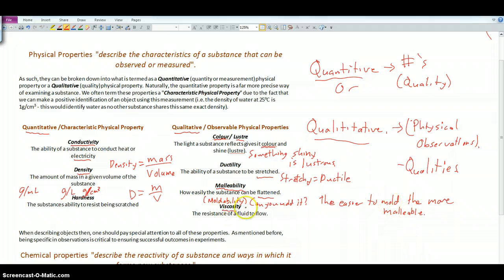And the last but not least is viscosity, and that's the resistance of a fluid to flow. So the thicker something is, the more viscous it is. So the harder it is to flow, the more viscous.